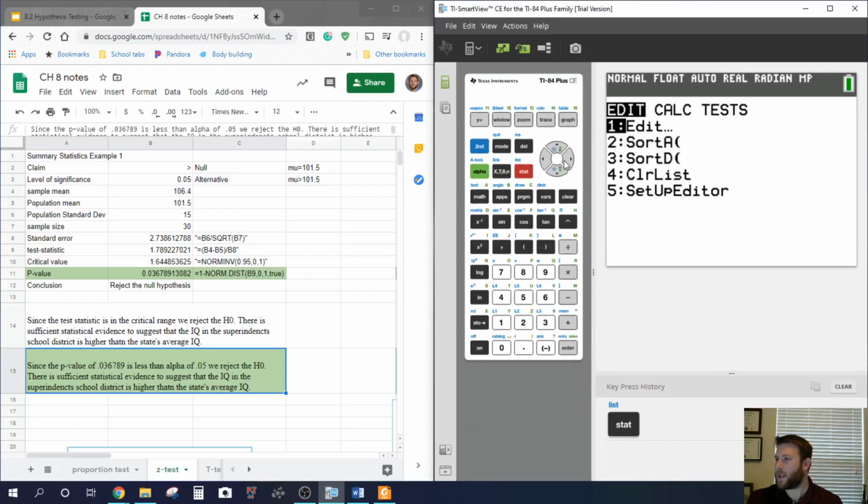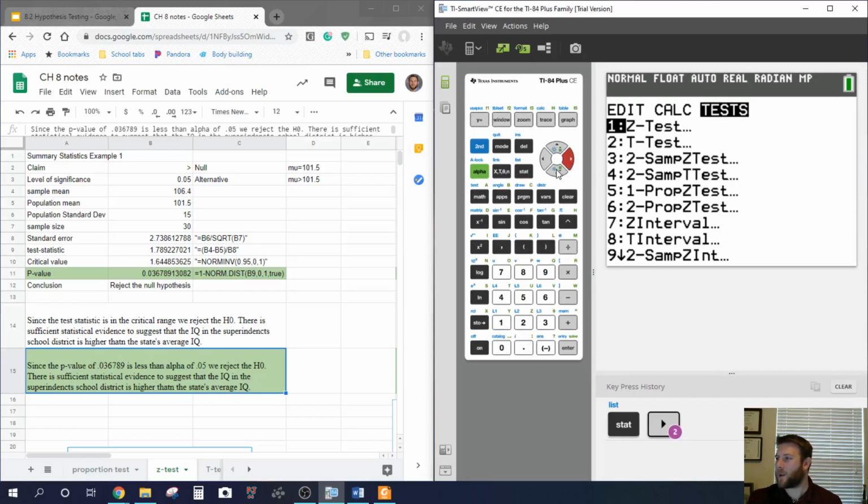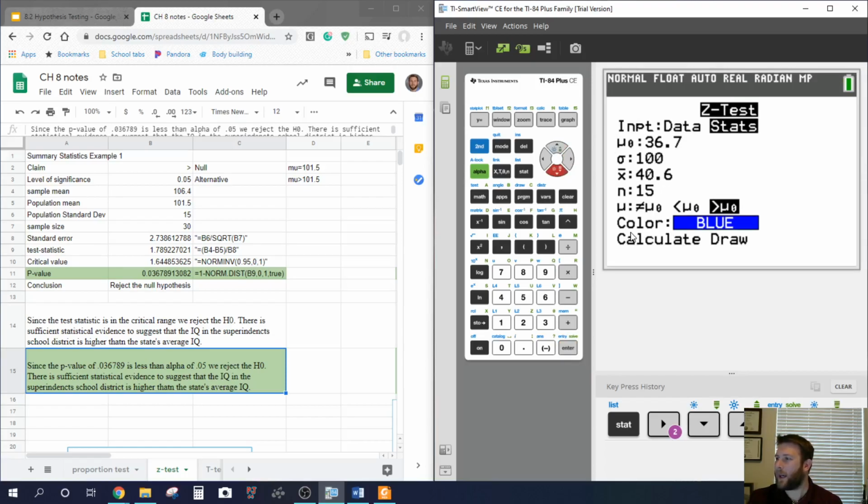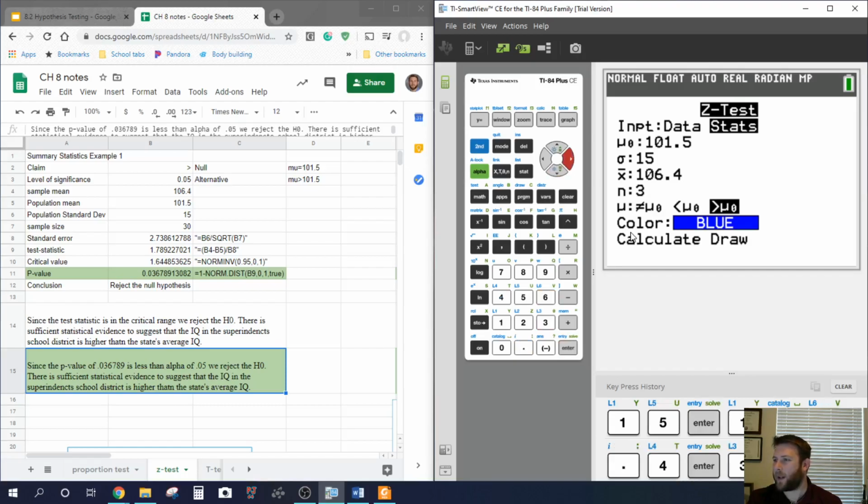We're going to go to statistics, go to tests, because we're doing a z-test. I click on that. Our population mean is 101.5. Our standard deviation is 15. Our sample mean is 106.4 and n is 30. We are definitely dealing with a greater than situation because that's what our alternative hypothesis says.